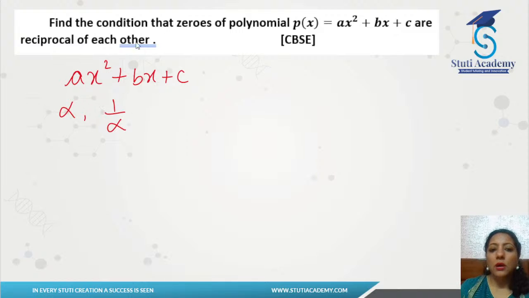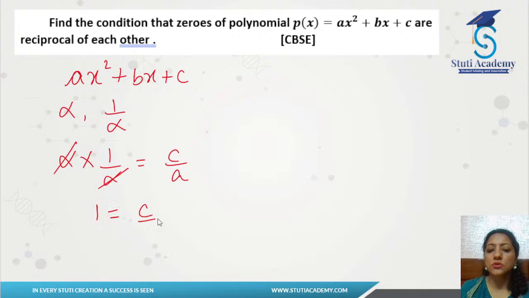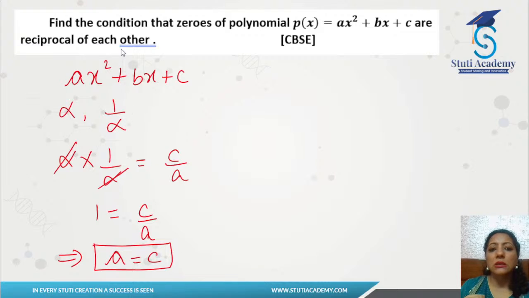Now, let us take the product of the zeros. Now, we know that the product of the zeros is given by c upon a. We can cancel out this alpha and we have 1 is equal to c upon a. Finally, we have a is equal to c. So, if a is equal to c, then this is the condition for one zero to be reciprocal of the other.